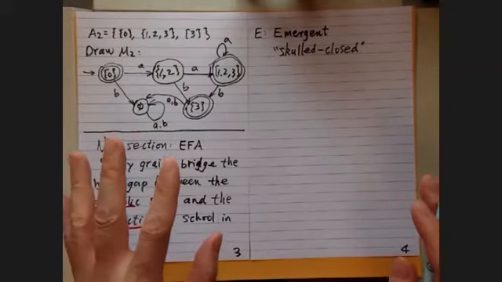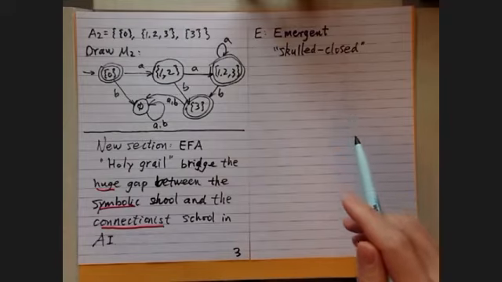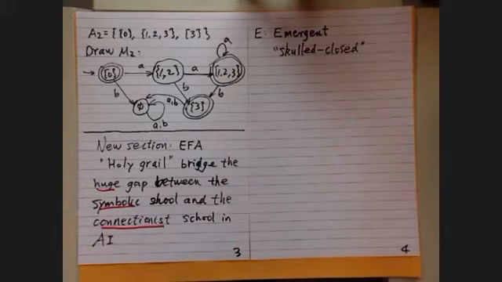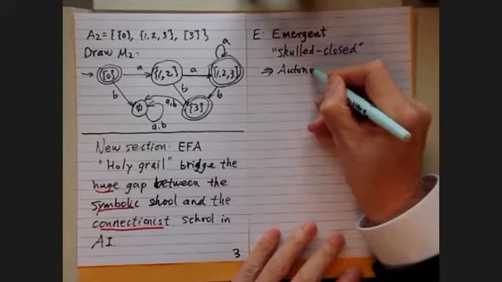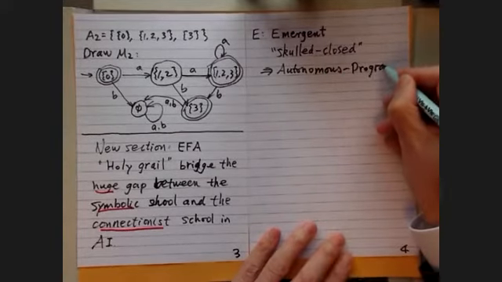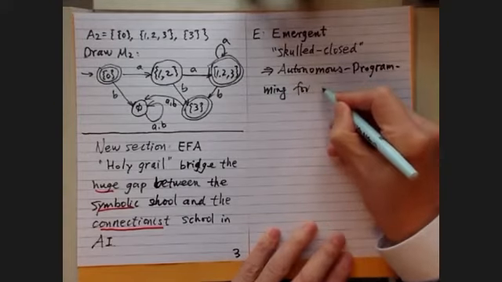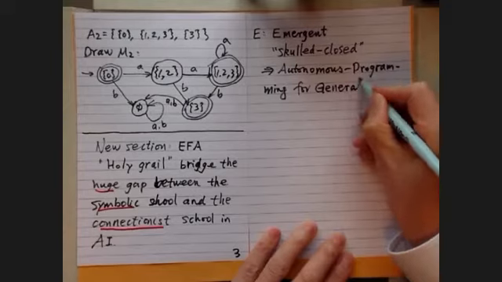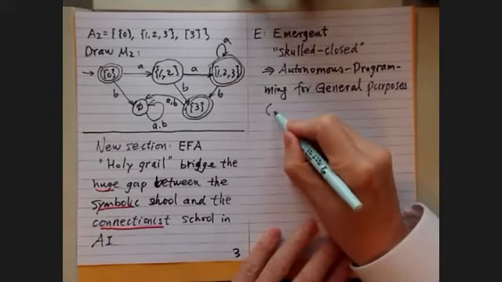From your infant time to your baby time, to your adolescence, to your college time, to your adult time, all the way, totally skull closed. This means auto-programming for general purposes. I will reach that one. This means autonomous programming for general purposes. And I use an acronym called APFGP.